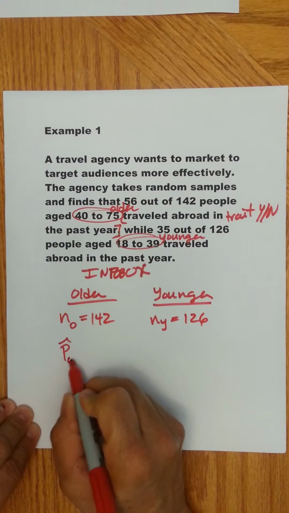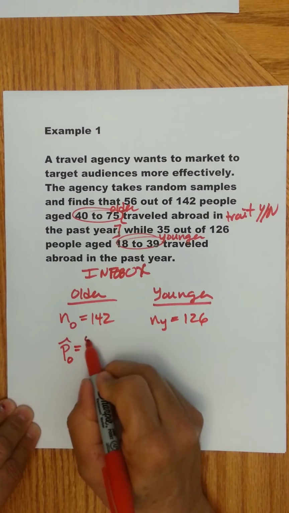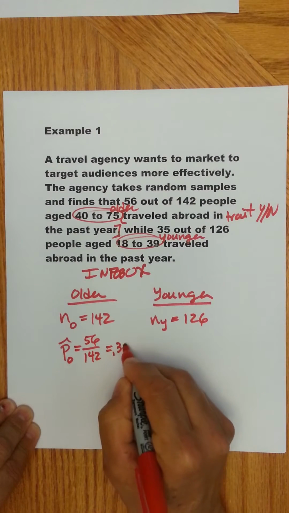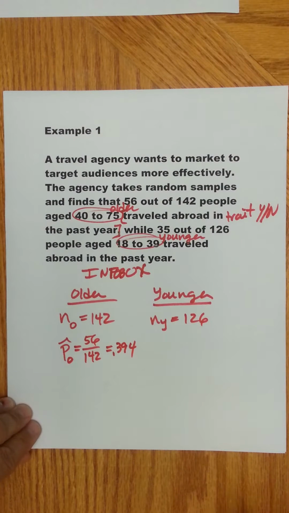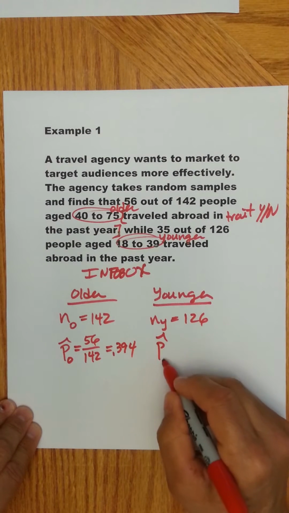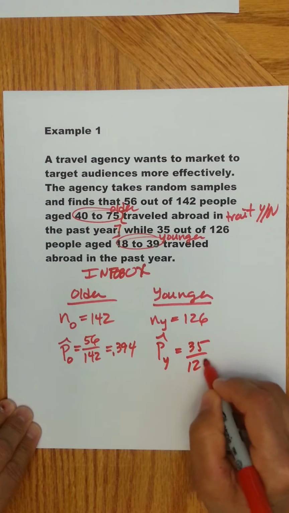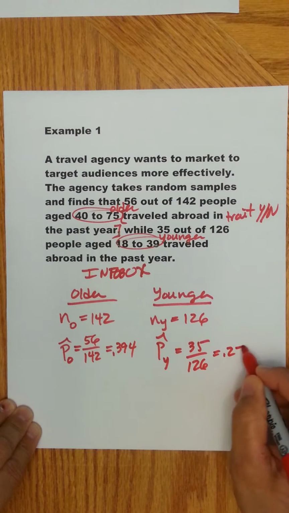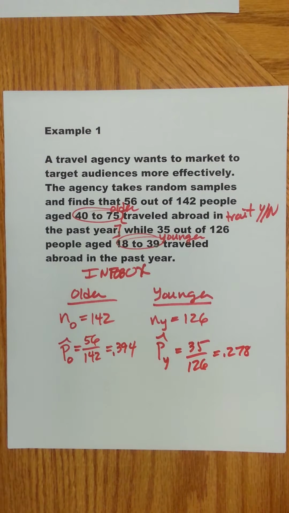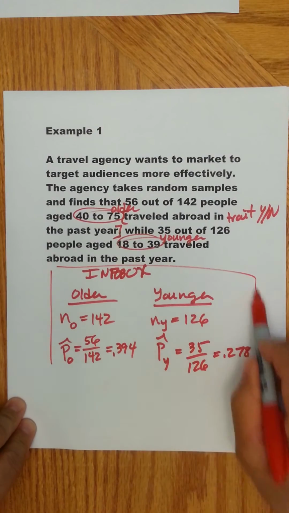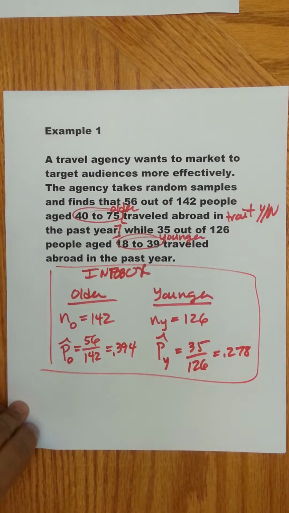The sample proportion for the older population is 56 out of 142, which is 39.4%. For the younger, you get 35 out of 126, or 27.8%. Now, I go ahead and leave them as decimals because that's how you're going to work with them when you're actually calculating things. So there's my info box. All right, let's try another example.